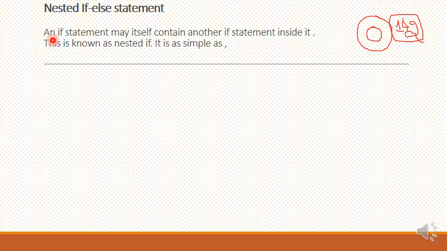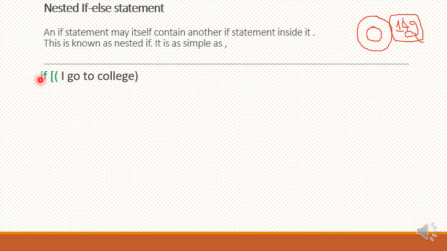So an if statement may itself contain another if statement inside it. This is known as nested if. It is simple. First I am explaining an example, and after explaining the example, I am going to tell you the syntax with the flowchart. First, let us see what our example is.